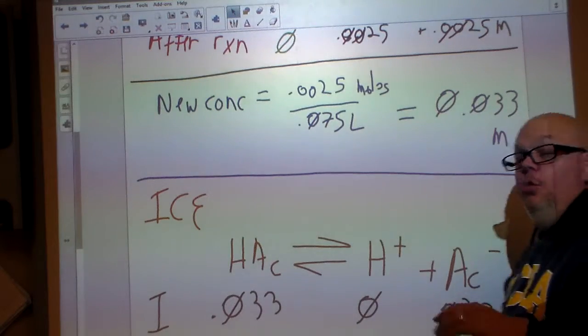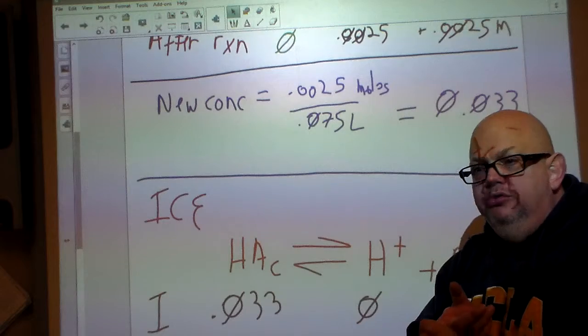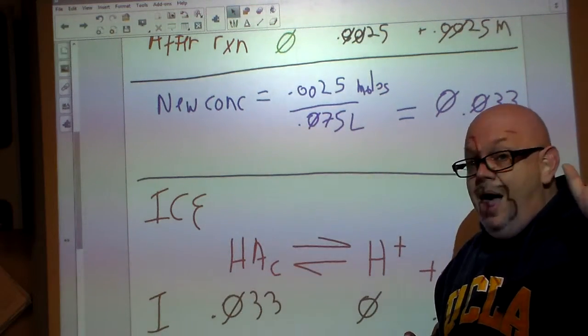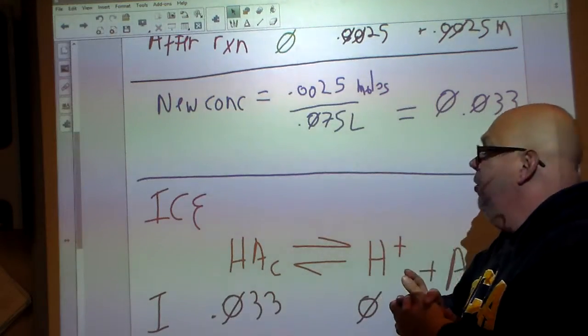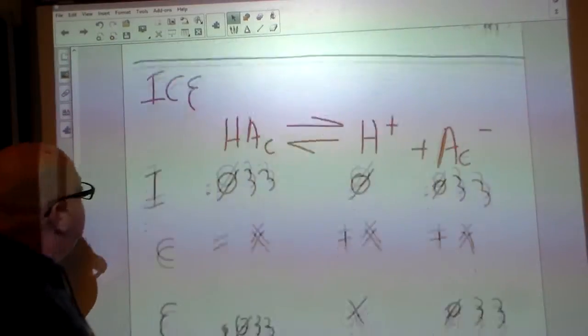Now we're ready. We've done the stoichiometry. We changed it to moles. Then we looked at how many moles of the hydrogen were going to go away, because it's going to combine with the OH. Now we have new concentrations, and now we're ready to go and ICE it.